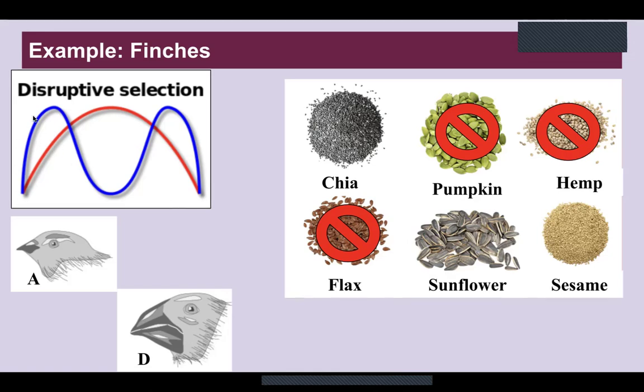And so this would be an example of disruptive selection. Birds with the smallest beaks and birds with the largest beaks would be most fit, and the birds with that intermediate-sized beak would be selected against.